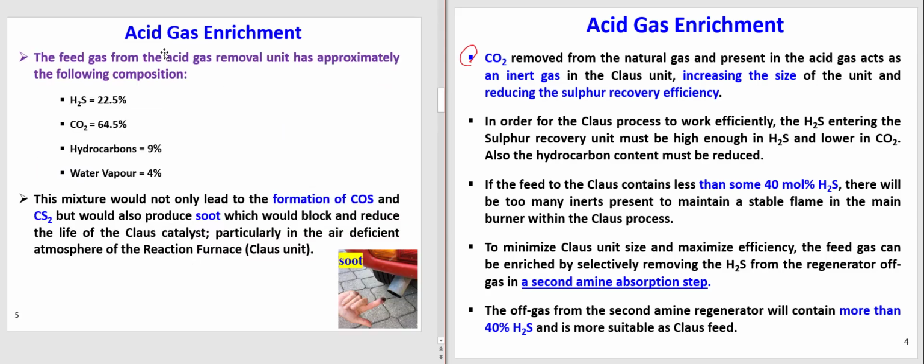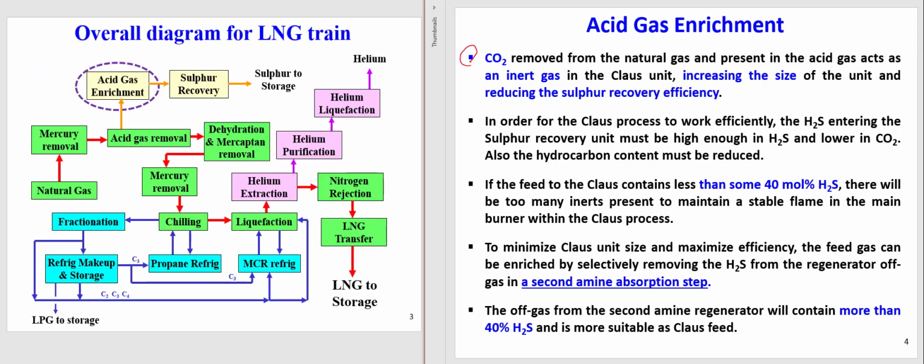Let me go through this slide. I can use this presentation. So the acid gas that is removed from natural gas in the acid gas removal, okay, this stream here, contains H2S and CO2. It has a large amount of CO2. This CO2, if it goes to the sulfur recovery unit or Claus process, acts as an inert gas. CO2 is inert, it's a very stable molecule. It doesn't react easily with any component. So if CO2 goes through this sulfur recovery or Claus unit, it will act as an inert gas.